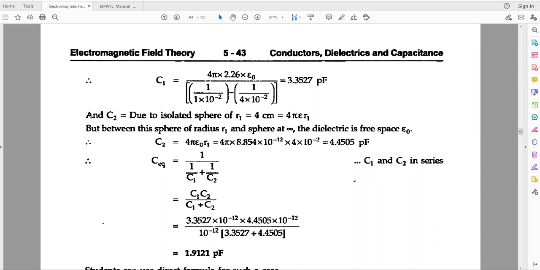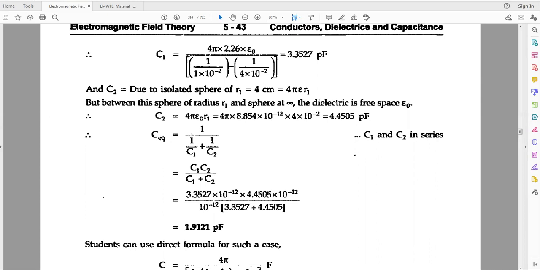The C1 we got is 3.3527 picofarads. The C2 due to the isolated sphere of radius R1, equal to 4 centimeters, is 4 pi epsilon R1. But between the sphere of radius R1 and the sphere at infinity, the dielectric is free space, epsilon naught. So C2 is equal to 4 pi epsilon naught R1, with epsilon naught 8.854 into 10 to the power of minus 12 and R1 converted to meters as 4 into 10 to the power of minus 2. This gives 4.4505 picofarads for C2.